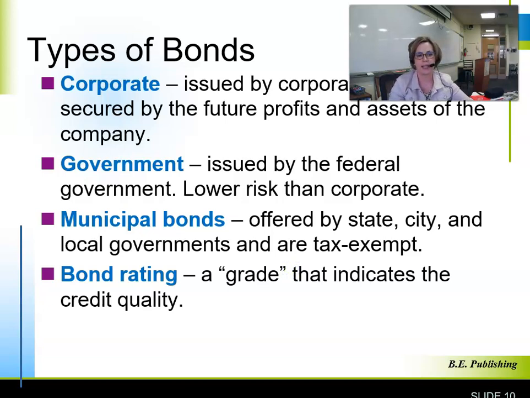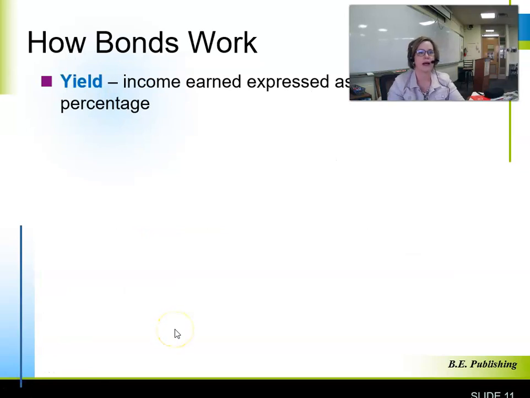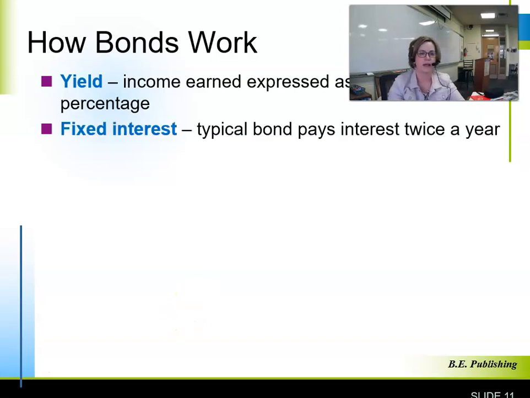A bond rating is kind of a credit score or a grade that indicates the credit quality of the bond issuer. A bond yield is the income earned as an annual percentage. Bonds pay fixed interest, and those interest payments are usually received twice a year.